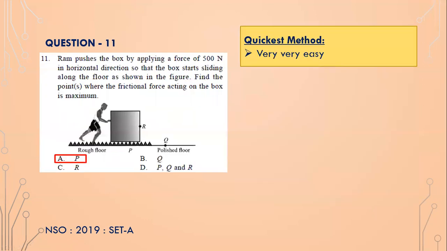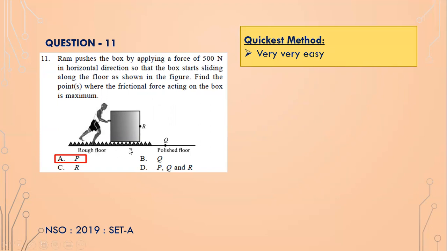Ram pushes the box by applying a force of 500 newtons in horizontal direction, so that the box starts sliding along the floor as shown in the figure. Find the points where the frictional force acting on the box is maximum. Again, a very easy question. So frictional force is always in the force in contact, isn't it? It's a contact force.